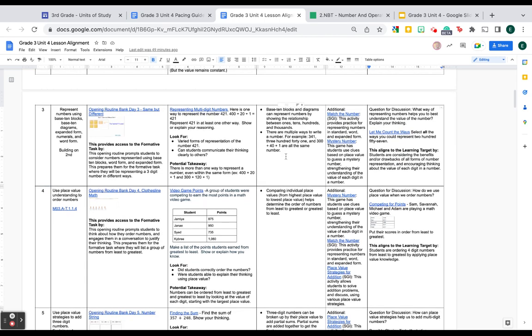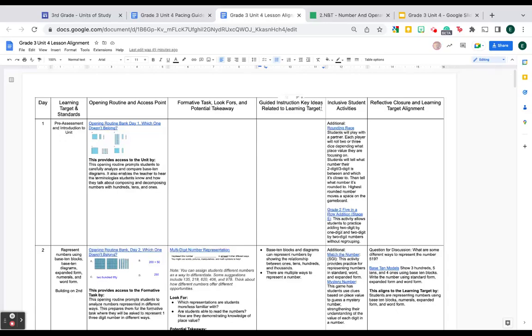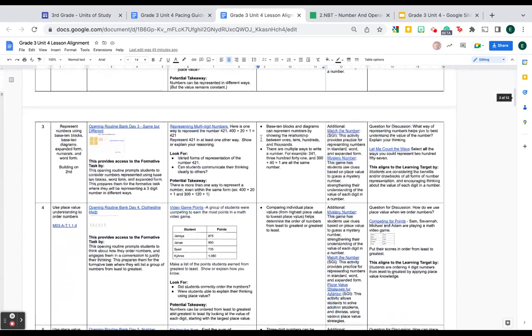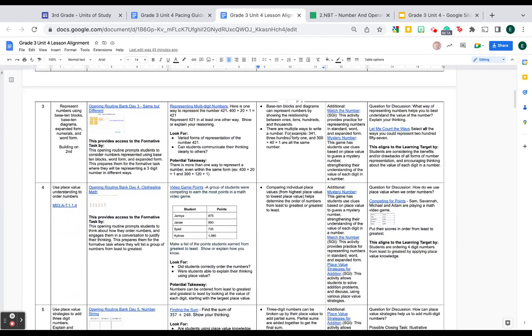The other thing I want to highlight is this column right here. This is related to guided instruction. These are the key ideas that you might want to highlight as you go over a practice problem or two during guided instruction. We're just helping to focus your efforts a little bit.